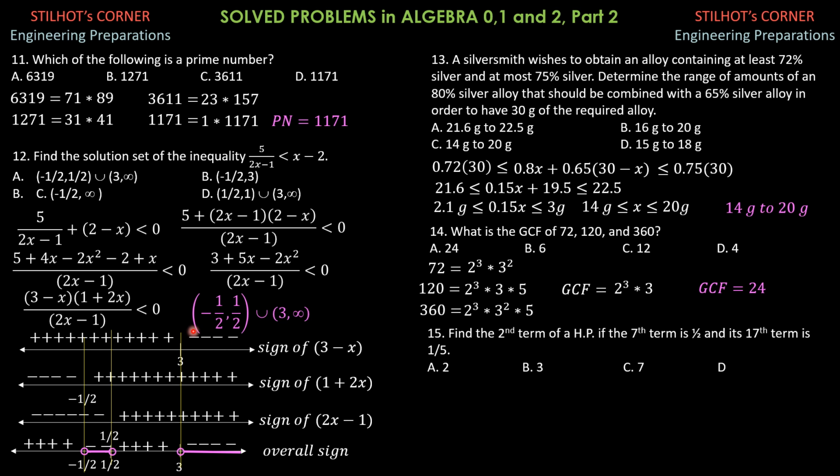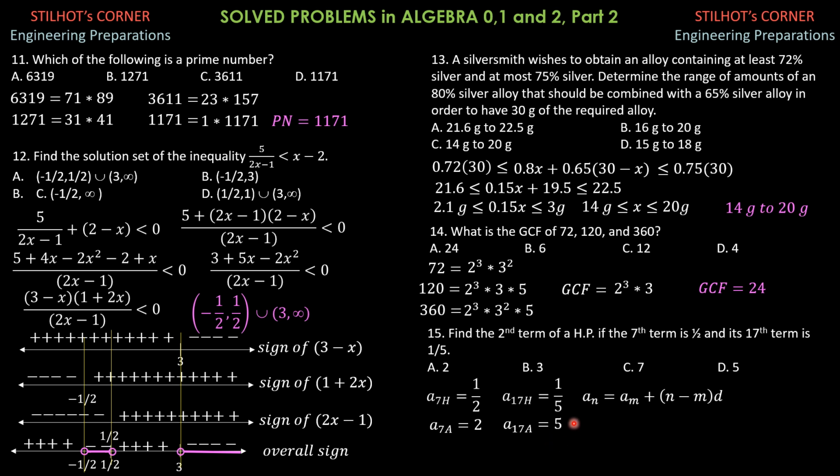And finally, find the second term of a harmonic progression if the seventh term is 1/2 and its 17th term is 1/5. So the seventh term of the harmonic progression is 1/2. Therefore, the seventh term of the arithmetic progression, the reciprocal of that, is 2. The 17th term is 1/5 of the harmonic progression. So the 17th term of the arithmetic progression is the reciprocal of 1/5, so 5. And the formula from arithmetic progression is a sub n equals a sub m plus quantity n minus m times the common difference.